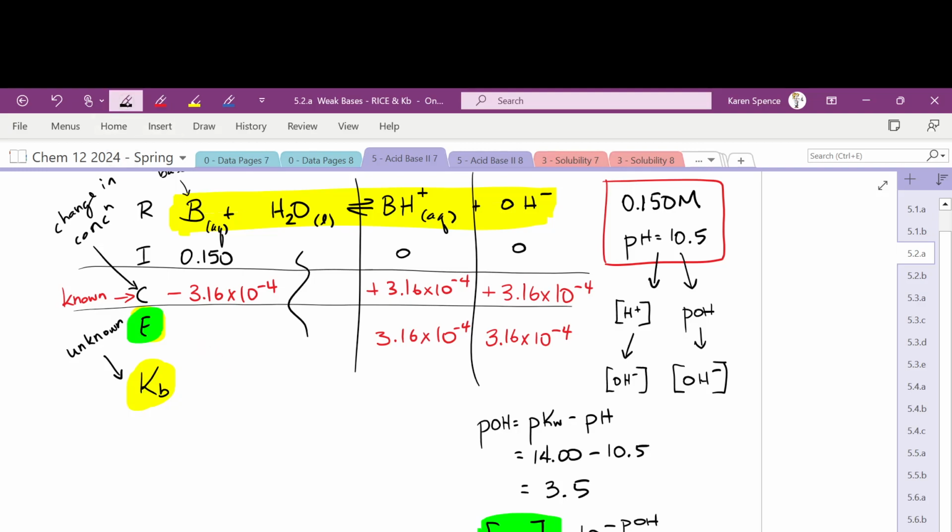And we get 1.49... 0.14968. 9, 7. There we go. I'm going to separate this out a little bit so it looks a little bit clearer what's with what. So our KB then, so we've done our RICE table. Now we have KB. Could you solve the rest of it? Do it. Okay.